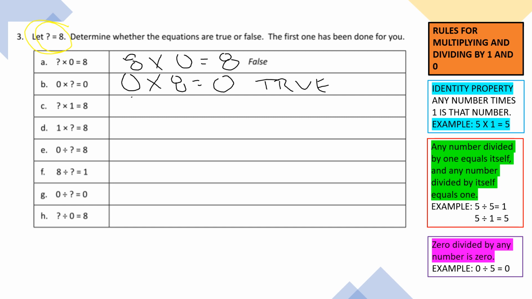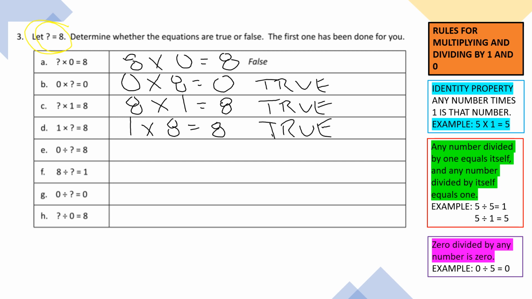8 times 1 equals 8. Because remember, the question mark is 8. So 8 times 1 equals 8. Well, that is true. Let's look at D. 1 times 8 equals 8. That's also true. 1 times 8 does equal 8.